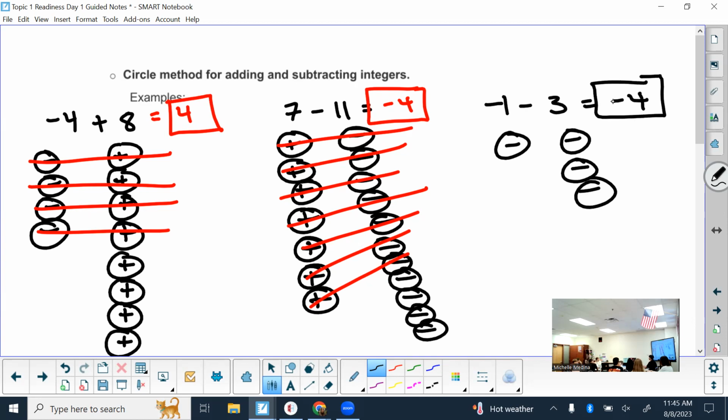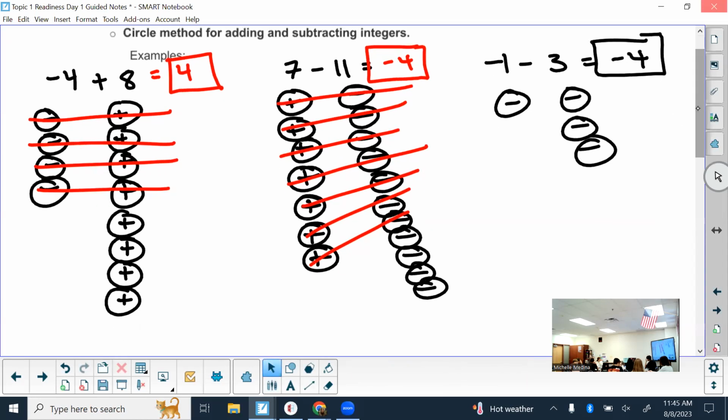So just a suggestion, if you're struggling with your integers, you can do that, or at the very least know how to check it with the calculator. All right, so now we're gonna move on to multiplying and dividing. Any questions before we do that? So multiplying and dividing, I think, is easier.